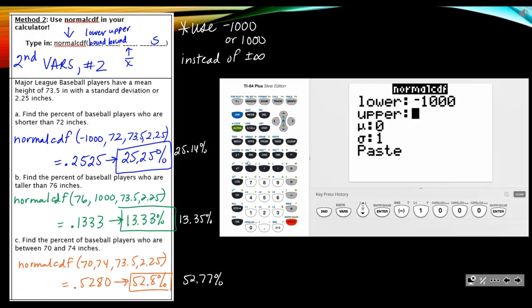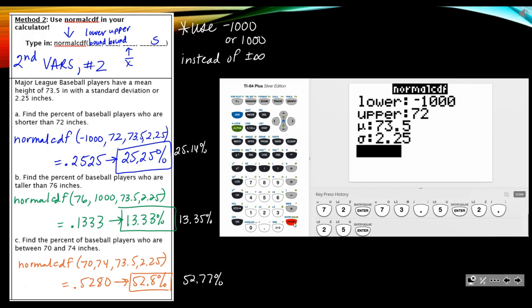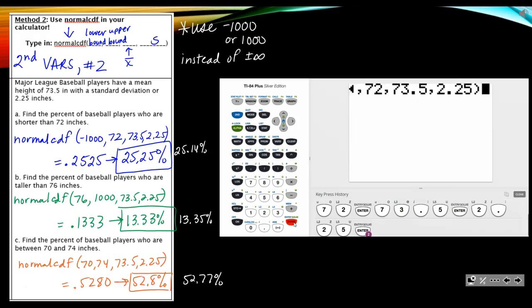My upper bound is 72. Press enter. The mean is 73.5. Enter. And the standard deviation is 2.25. And then you hit enter twice, actually. And then it puts this up on the screen. And this is how I actually wrote it out in the notes to the left. So if you're wondering why it looked different than it did before, this is why. So then you press enter one more time. So enter 3 times total.